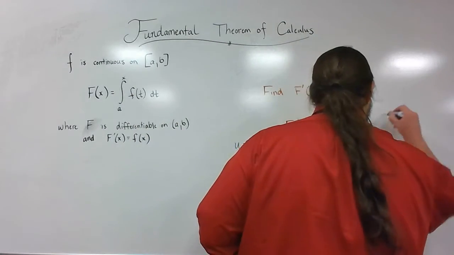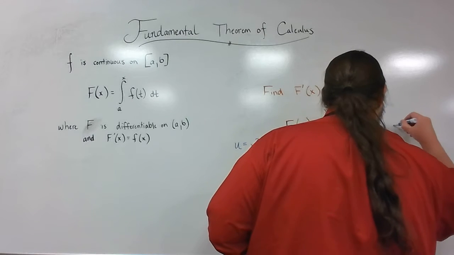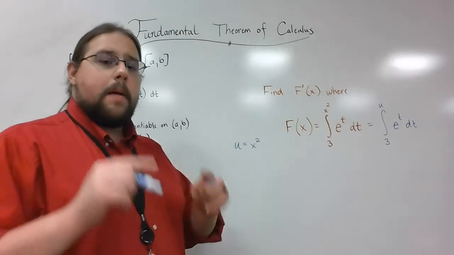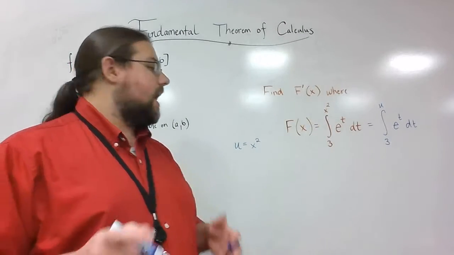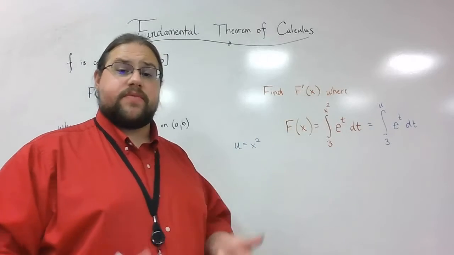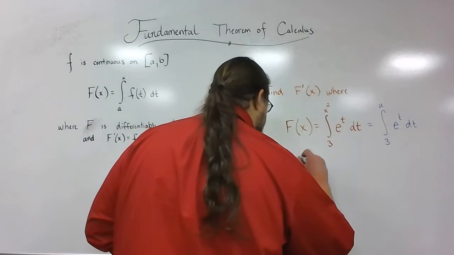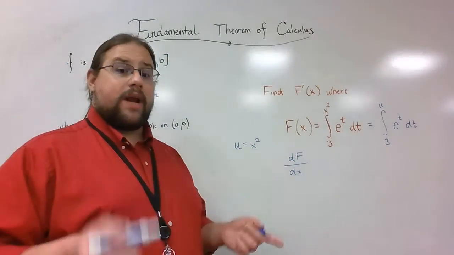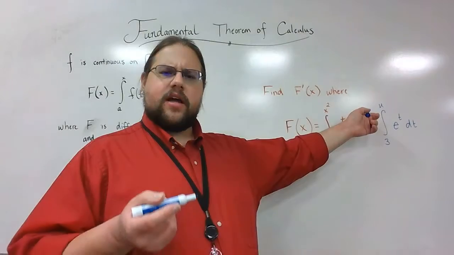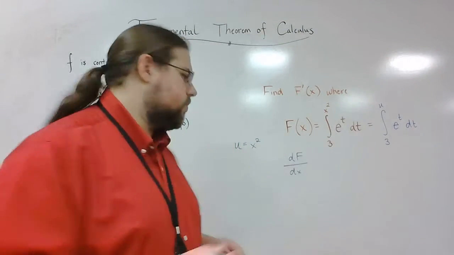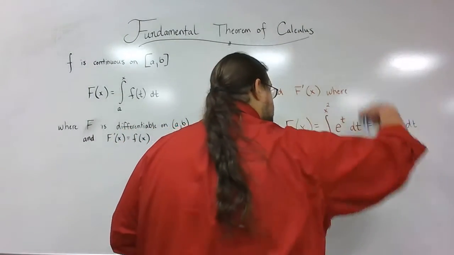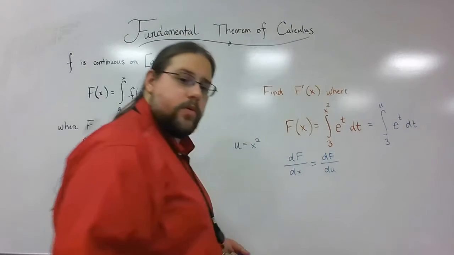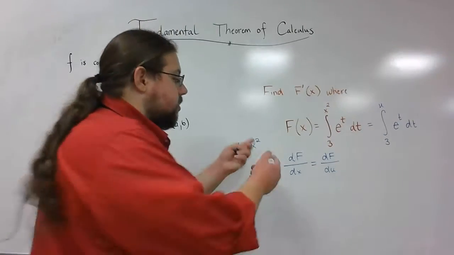So that's very helpful. But here's my problem. What I want to do is find the derivative of F in terms of x. Let me rewrite that for you. So I want to find the derivative of F in terms of x. What I have right now is F in terms of u. So if I take the derivative of this, I'm going to have dF in terms of u. But how am I going to be able to switch that to what I want it to be?